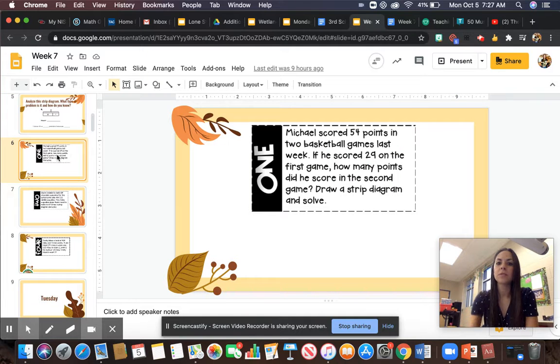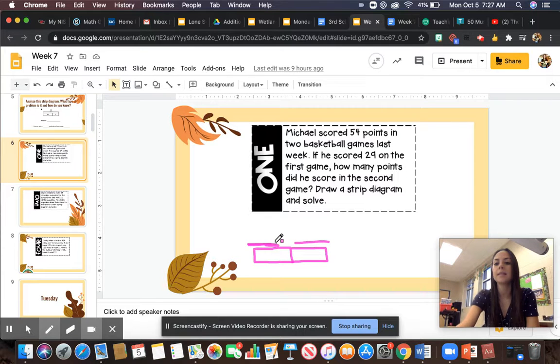All right, Michael scored 54 points in 2 basketball games last week. If he scored 29 on the first game, how many points did he score in the second game? So we are to draw a strip diagram and solve, okay? I'm going to draw my strip diagram. But first I need to figure out the type of problem that this is, okay? It's a little messy, but that's okay.